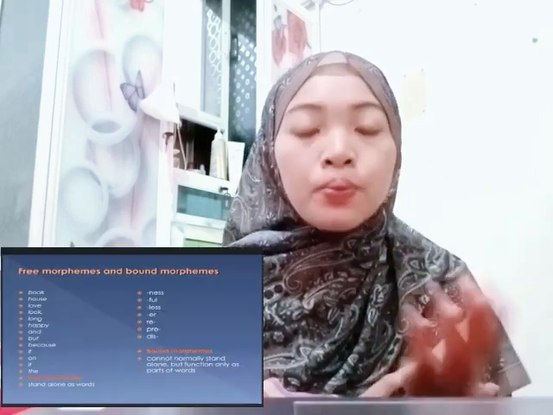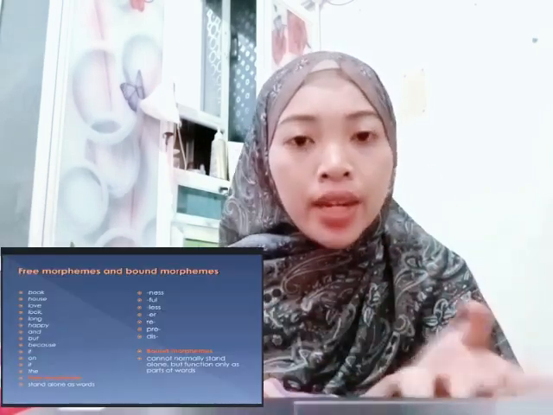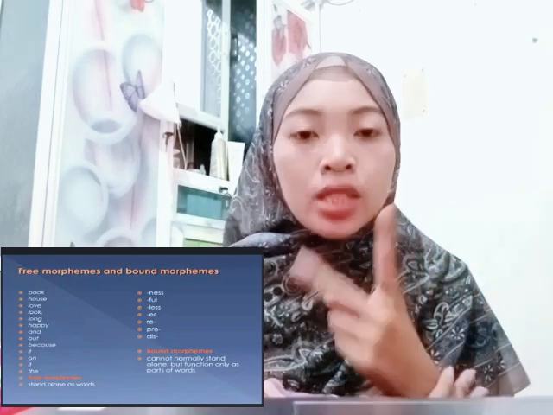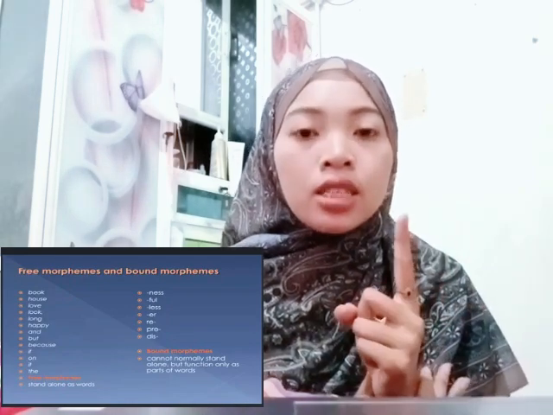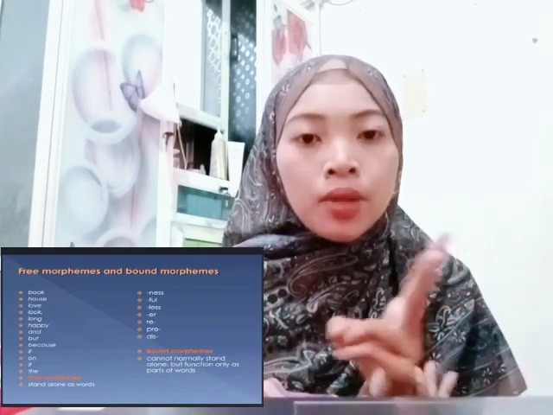For example, the word books has two morphemes. This is book and s. Book carries the main meaning and s shows plural. Morphemes are divided into two types. The first one is free morphemes and the second one is bound morphemes.